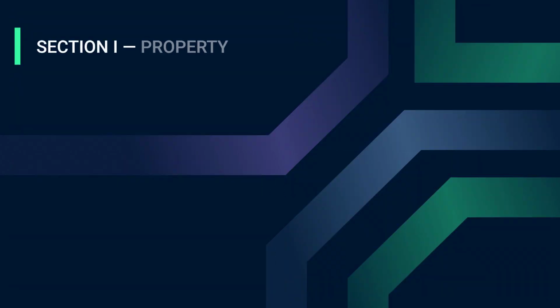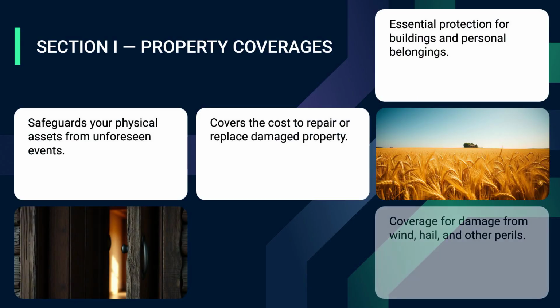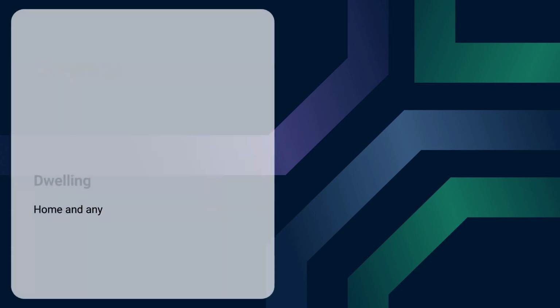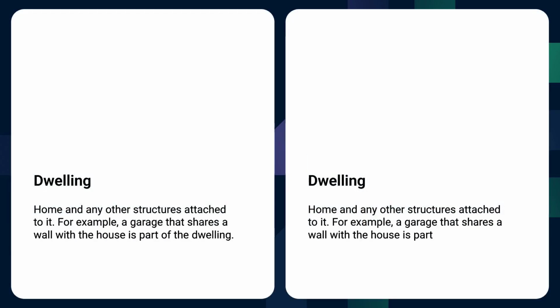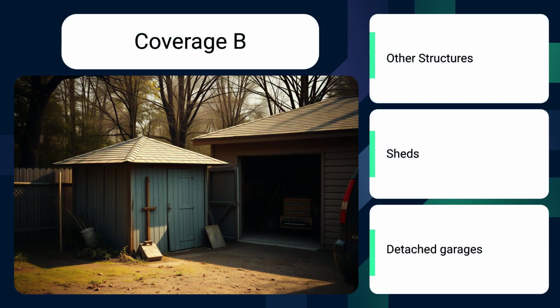Section 1, property coverage. It is essential protection for buildings and personal belongings. It provides coverage for unseen events and damage from wind, hail, and other perils. Coverage A, dwelling, home plus attached structures. For example, a garage that shares a wall with the house is part of the dwelling, just like coverage A in dwelling property DP insurance. Coverage B, other structures, detached sheds, detached garages, just like B coverage in dwelling property DP insurance.